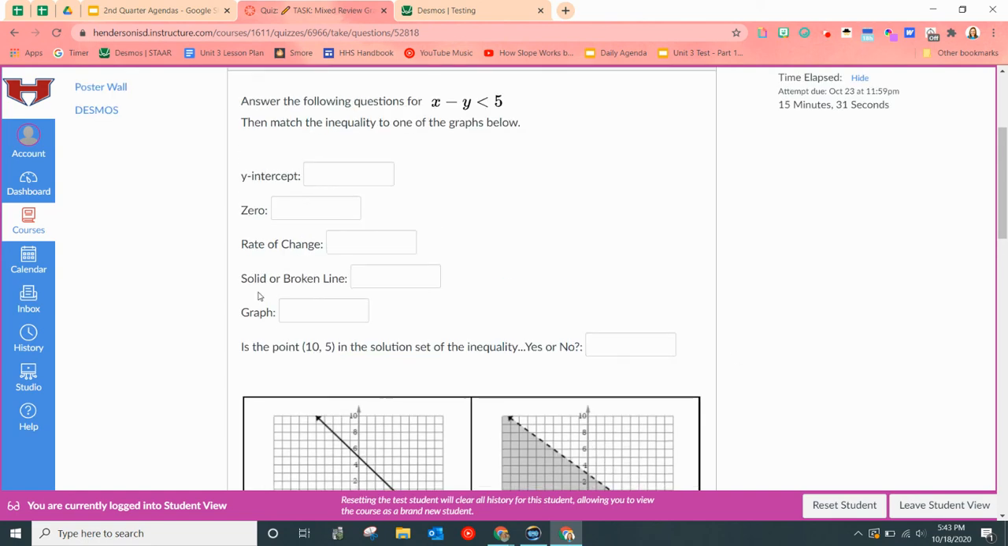Okay? Some of these are going to be pretty easy, like the questions like, is it a solid or broken line? Look at your symbol. You can already look at your symbol here and tell, is it a solid or a broken line? Does it have a line under it? If it does, it's solid. If it does not have a line under the symbol, it's going to be a broken line.